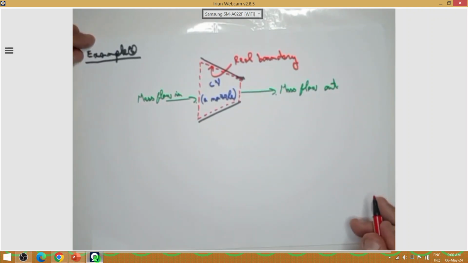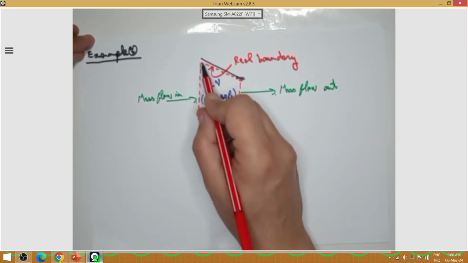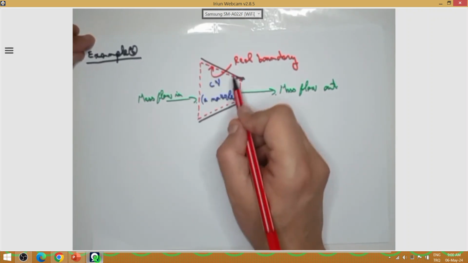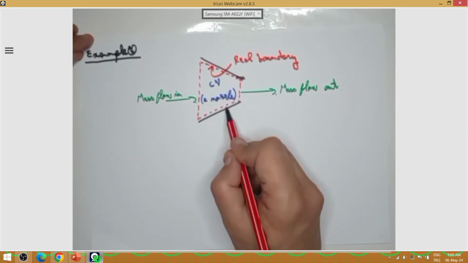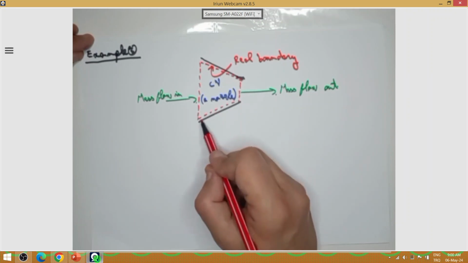Why is it real? Because here we have a physical surface. Here this side is a real boundary. Also on this side the boundary is real. We have this physical surface, this part of the nozzle. So we have the wall of the nozzle.